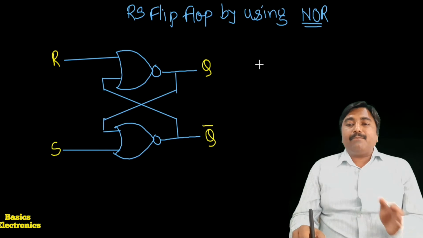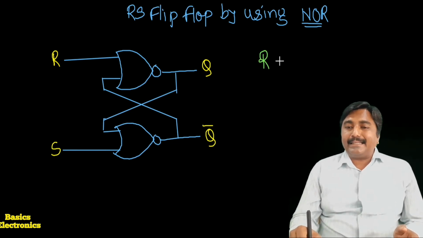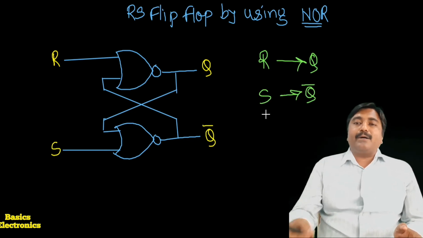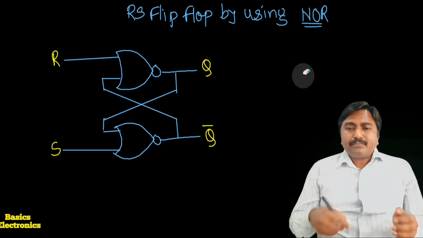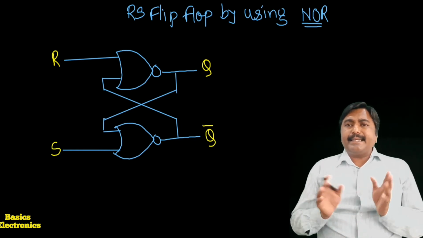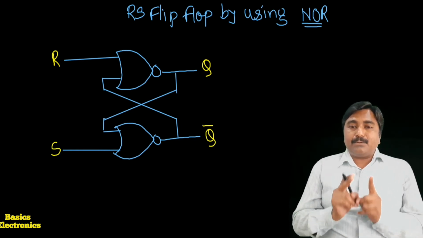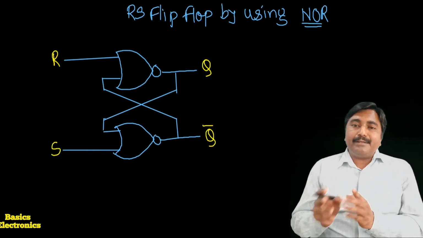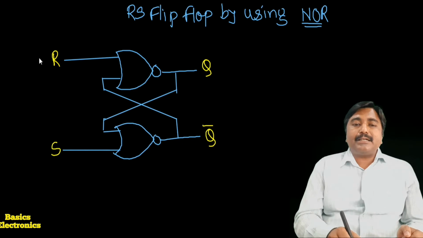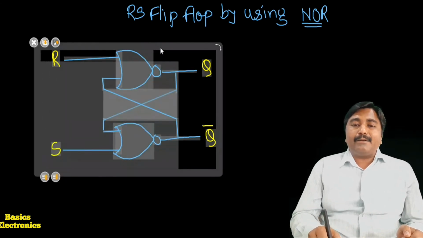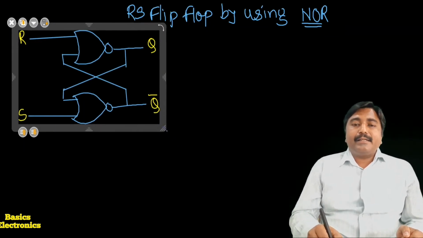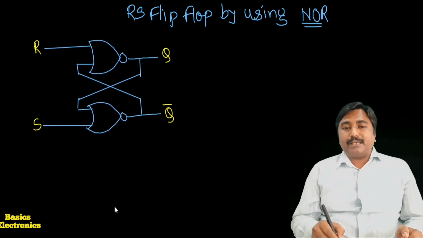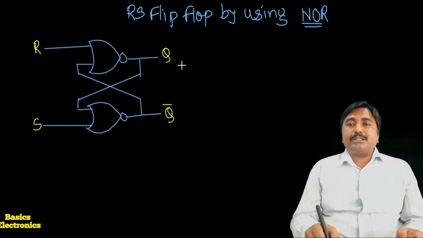So here we can write down the sequence, and that sequence is like this: R, Q and S, Q bar, wherever you write it, at the upper side or at the lower side. If we consider another flip-flop, then the sequence may be different. So this is only for the RS flip-flop using the NOR gate. Now we have to see the construction and the working of the RS flip-flop using the NOR gate. Here the two inputs are there and the two outputs are there. The inputs and output sequence we have seen.